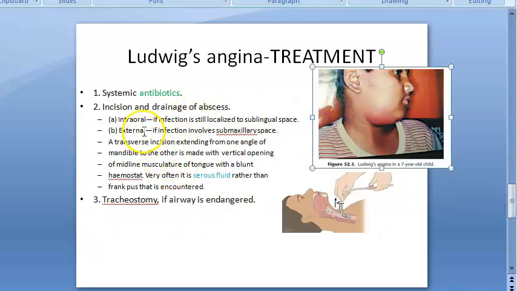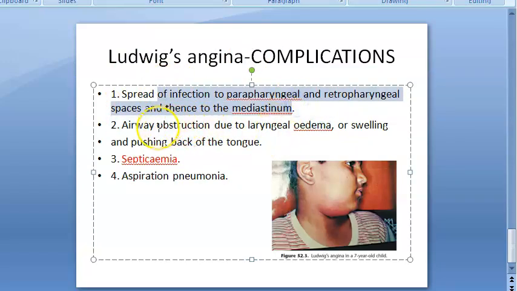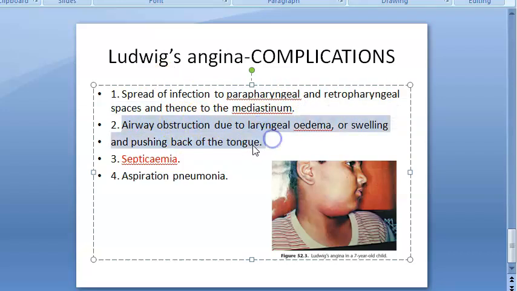How will you treat? Give antibiotics, incision and drainage. Remember, two routes, intraoral and external. Tracheostomy if airway is threatened. Complications, it can spread to parapharyngeal, retropharyngeal spaces and even to the mediastinum. Or airway obstruction due to laryngeal edema or because of the swelling pushing up and back of the tongue. Septicemia can happen. Aspiration pneumonia.